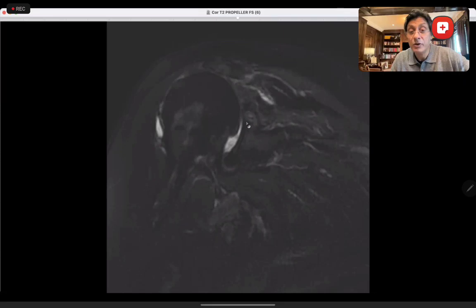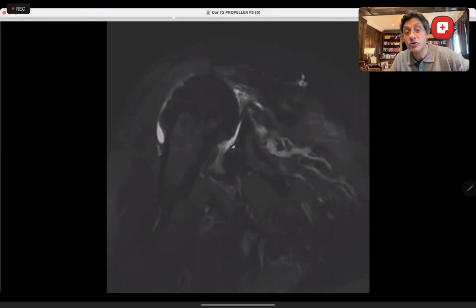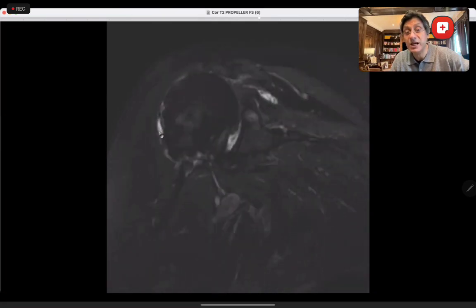So here you can confirm that there is complete tear of the supraspinatus tendon. In other words, full thickness tear, which is retracted above the humeral head. There is gross fatty atrophy of the supraspinatus muscle bulk. There's loss of the acromiohumeral space. You can confirm that there is inferior glenohumeral joint effusion. You can confirm that there is bursal fluid. Remember, this is the bursa on the outside. So you can confirm that there is subacromial subdeltoid bursitis.